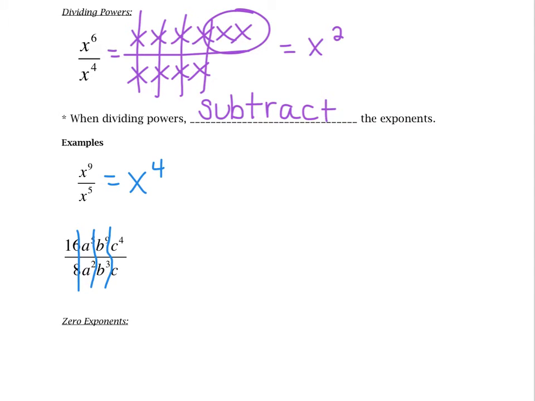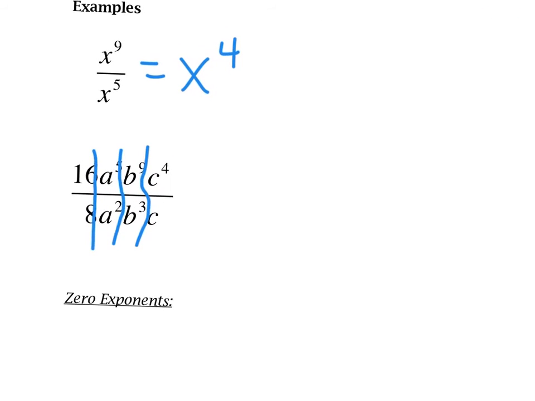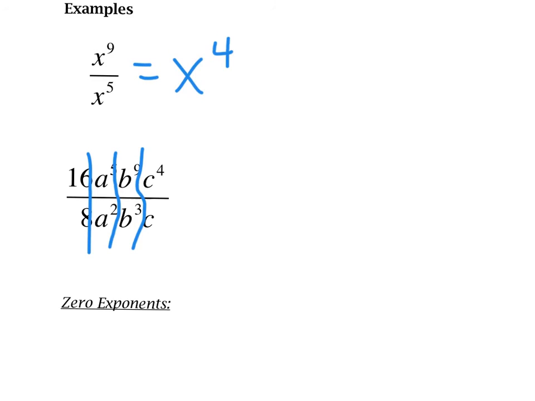Okay? And so what do I do with the 16 and the 8? You actually divide them. Yep, you don't subtract those ones, you divide. So 16 divided by 8 is 2. And then this next one is a 5 and a 2, so I would have a to the 3rd. This is, in case you can't see it, a 9 and a 3, so it would be b to the 6th. What about my c's? To the 3rd, right? Because that bottom one is really a 1. So 4 minus 1 is 3, c to the 3rd. Okay, good with that? Okay.